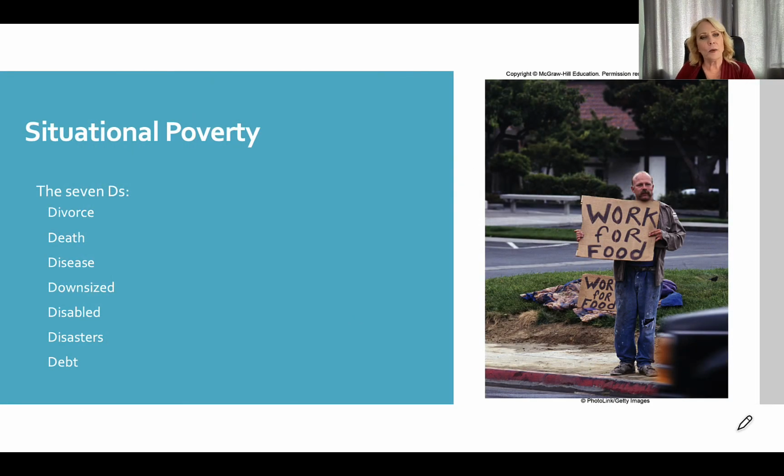So another thing, situational poverty. We talk about the 7 Ds. This could be divorce, death in the family, so maybe death of your spouse, disease, downsizing because your company's laying off, you're disabled, some kind of disaster has happened, or you're in huge debt and you don't have any idea how to crawl out of it. Like, for instance, they're giving all of these fresh high school graduates these major credit cards, and they don't know how to use it. And by the time they're 25 years old, they're $150,000 in debt. How are they going to climb out of this?